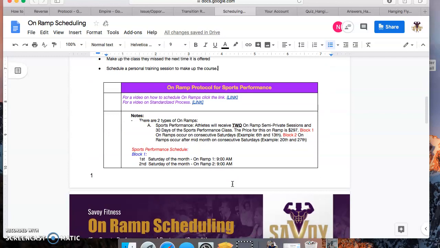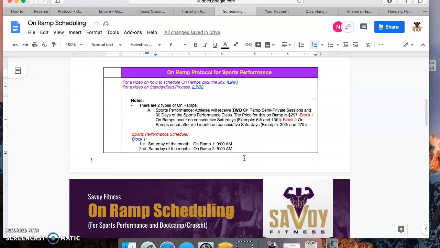On-ramp for sports performance. We got the videos of how to actually book these. Nick did that. And then the standardized process video, that is what I'm literally doing right now, and I put it in this link. Notes, two types of on-ramps. Sports performance will receive two on-ramp semi-private sessions and 30 days of class. The price is $297, but when we bill it, it's actually $300. We include tax on that.